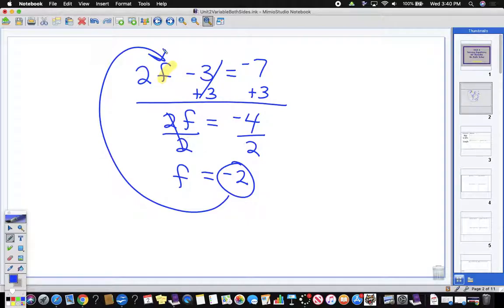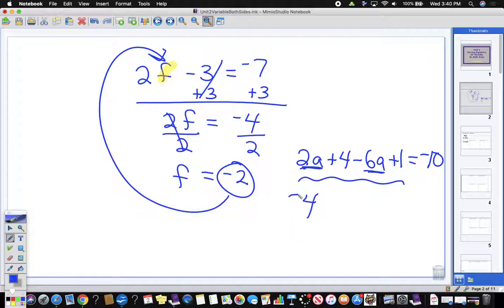Now, after this, we had what we called multi-step equations, where we might have had 2a plus 4 minus 6a plus 1 equals a negative 10. And before we did anything, we combined like terms. And in this case, remember, you always look at the sign in front. So we've got like terms in the 2a and the negative 6a. Remember that 6a is negative because it has a minus sign in front of it. 2a minus 6a is a negative 4a.